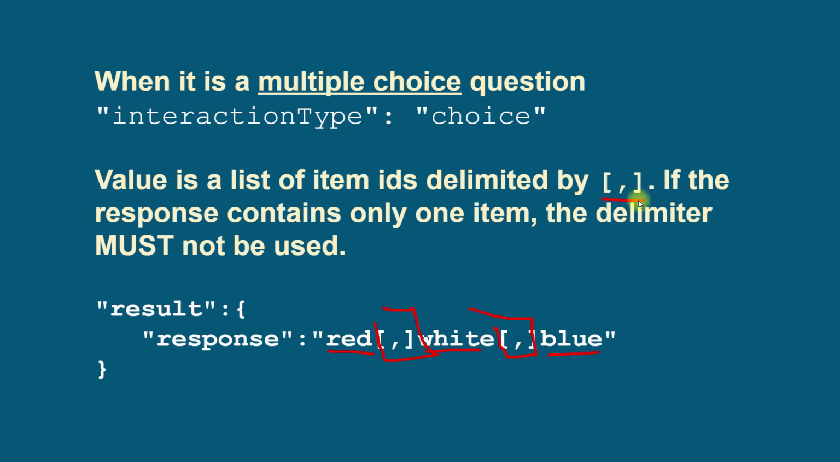So that delimiter is used when there's more than one item. The first time we just had the red, so we didn't need the delimiter. Now we have them picking 3 items. So the 3 items they picked were red, white, and blue, and we know there are 3 different things because they are delimited by these 3 characters.